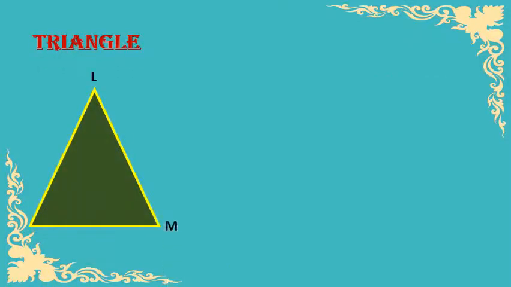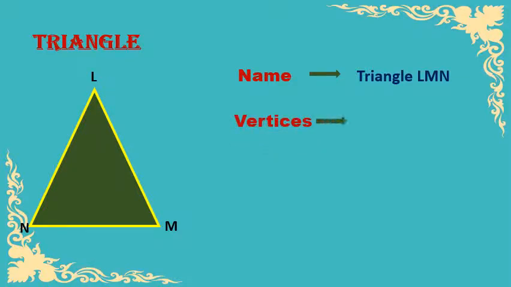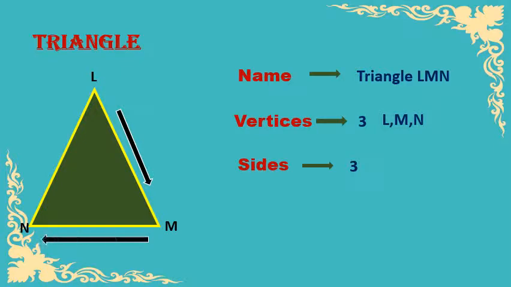Now about triangle. See dear students, we will name the triangle. Now what you will write? What is the name of the triangle? Here we use triangle LMN. And what about the vertices, corners? 3 are there. L, M and N. Correct? And sides. How many sides are there? Only 3. Which are they? Side LM, side MN, side NL.